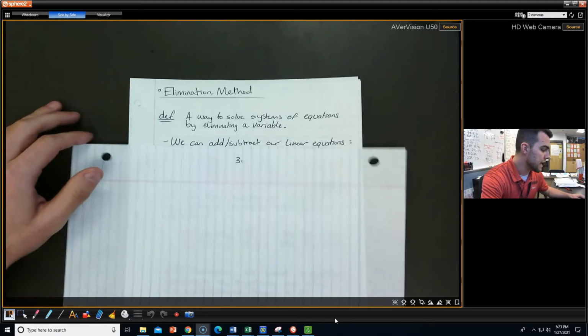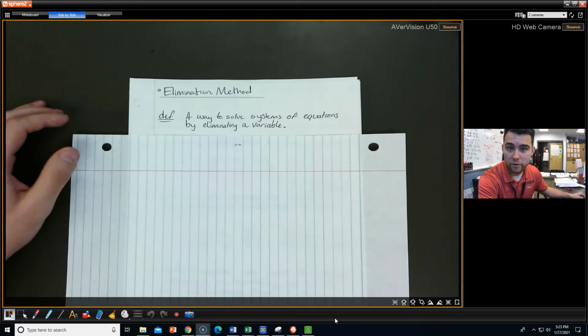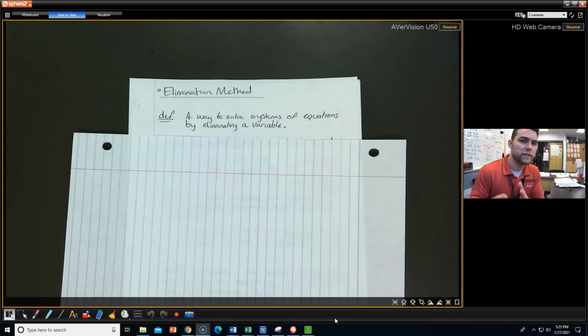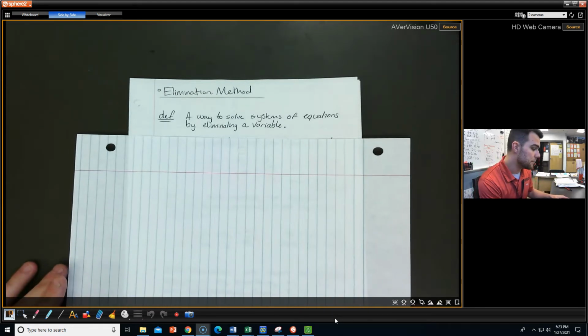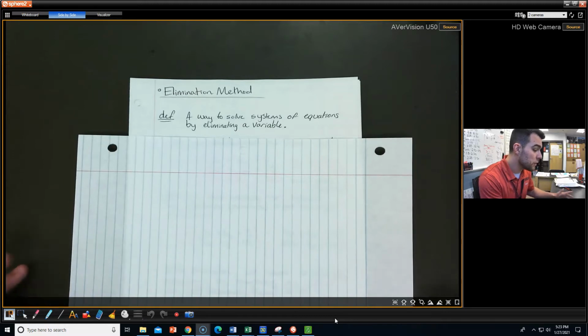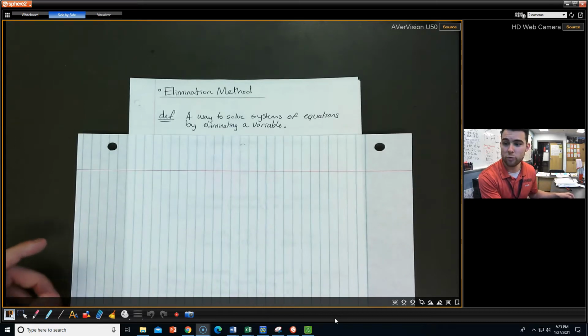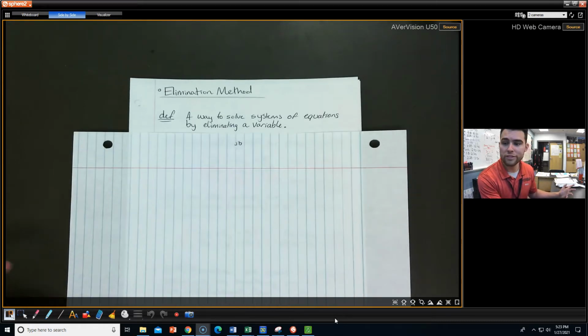We're back with another Algebra 1 lesson, y'all. We have a new and final method of solving systems of equations, and this is called the elimination method. Ooh, it's actually pretty cool. Basically, elimination is a way to solve a system of equations by eliminating a variable. When we are working with systems of equations, we're usually just working with x or y, so it just boils down to getting rid of your x or your y.